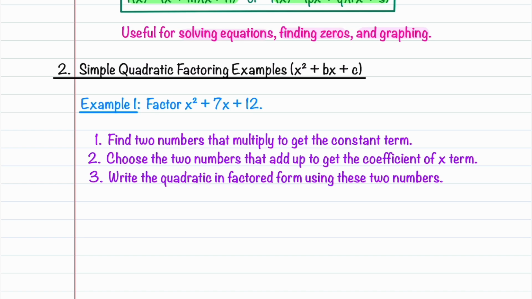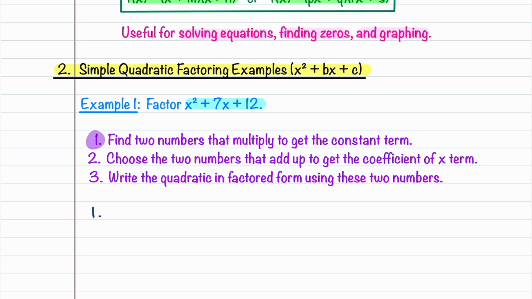Let's now walk through some example problems. The first two examples that we're going to do are when we have a 1 that multiplies the x squared term. Here's the function that we're going to factor. I wrote down 3 steps that you can follow when solving these types of problems. And we'll go through these steps one by one as we solve the problem. Let's look at our first step.